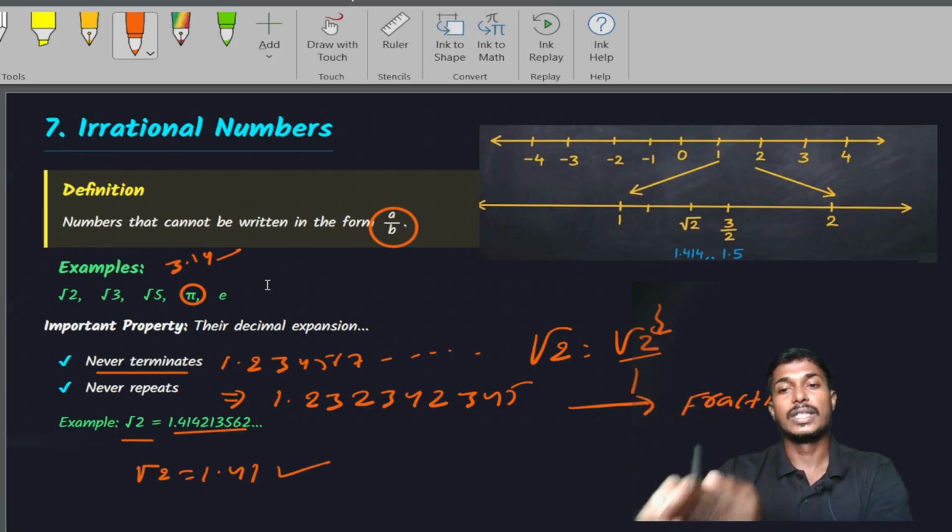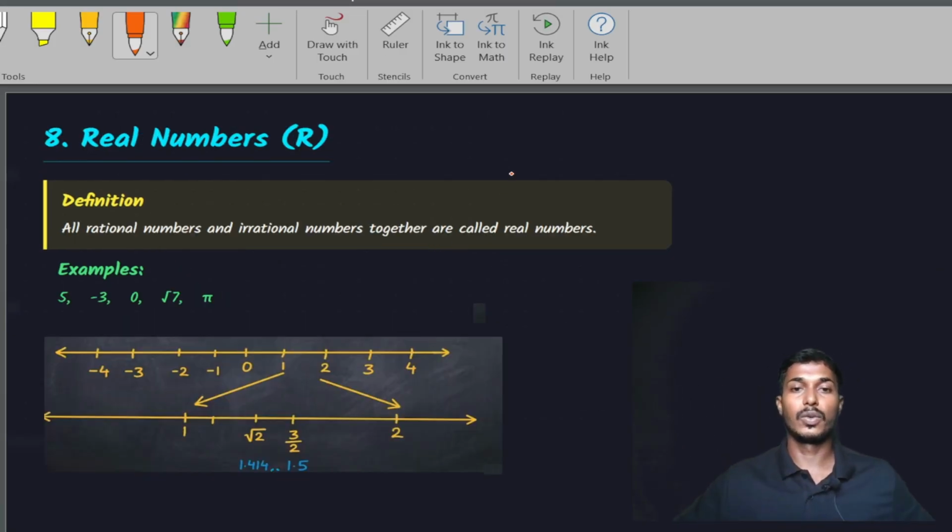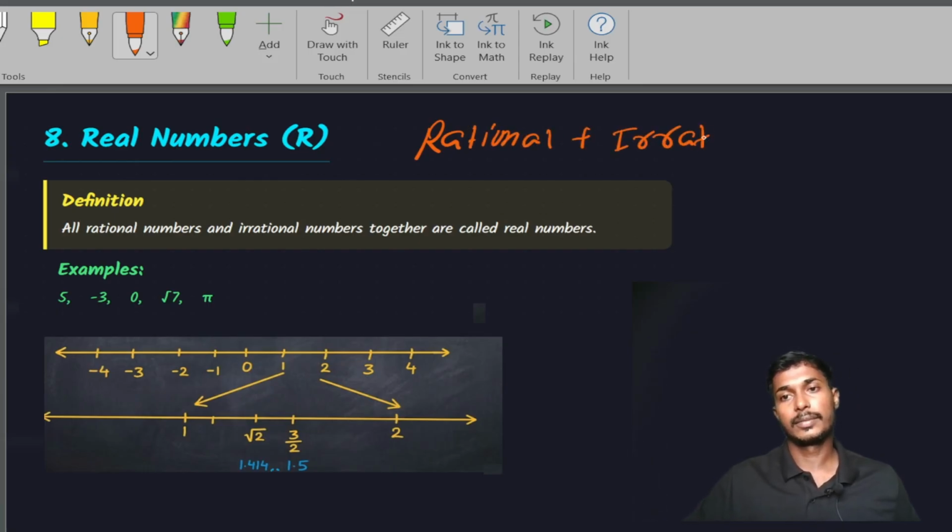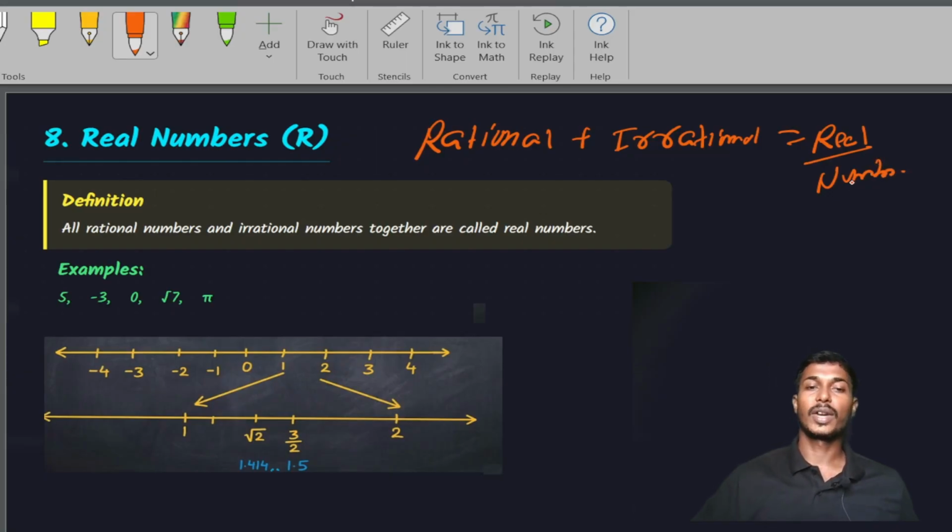Any number which is not rational is an irrational number, because rational plus irrational together make a real number. Okay, so what is the definition of a real number? All numbers that might be rational or irrational, if they are taken together, form a number that is termed a real number.